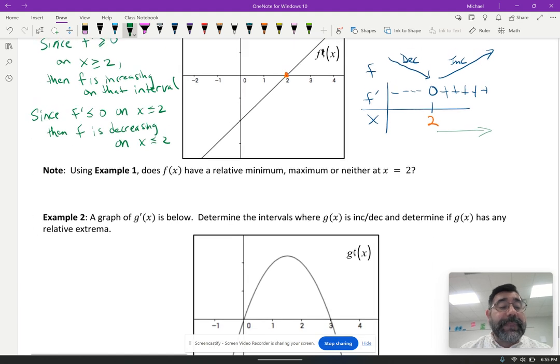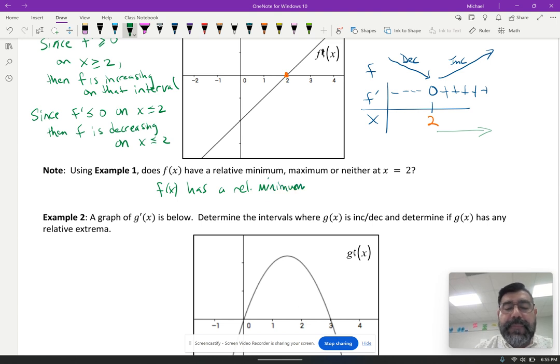All right, keep going. Using example 1, does f of x have a relative minimum, maximum, or neither at x equals 2? Well, I can tell because I drew these little arrows that there's a dip here. So I can say f of x has a relative minimum at x equals 2 because the derivative changes from negative to positive.